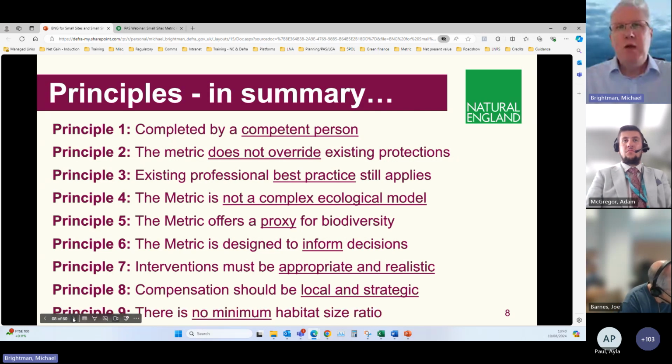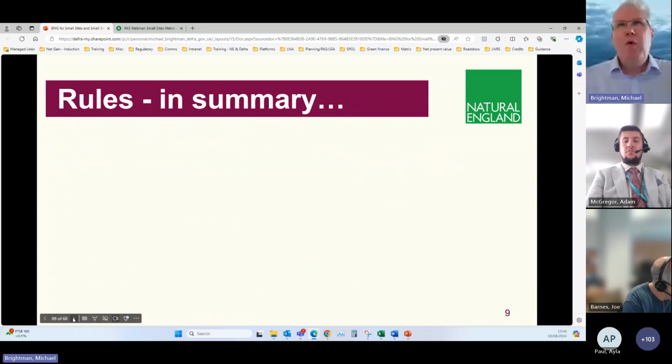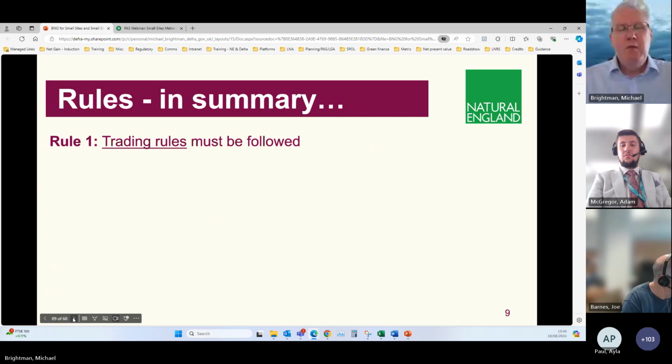And Principle 9, no minimum habitat size ratio. For the small sites metric, there are 3 rules that must be followed. First of all, Rule 1, the trading rules must be followed, and I'll explain in detail on the next slide exactly what we mean by the trading rules.